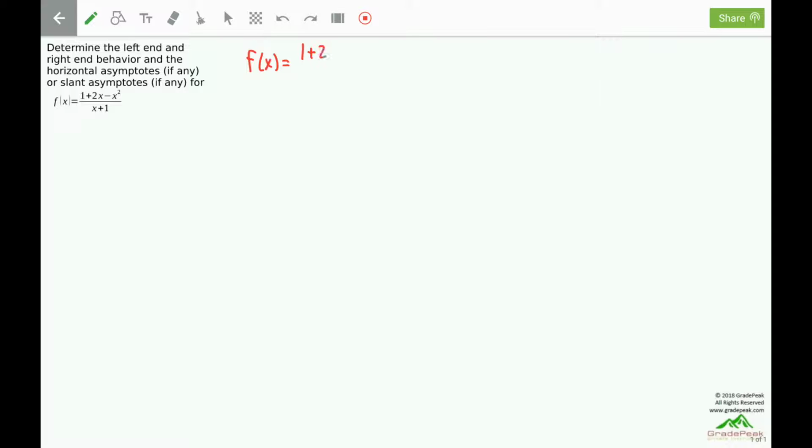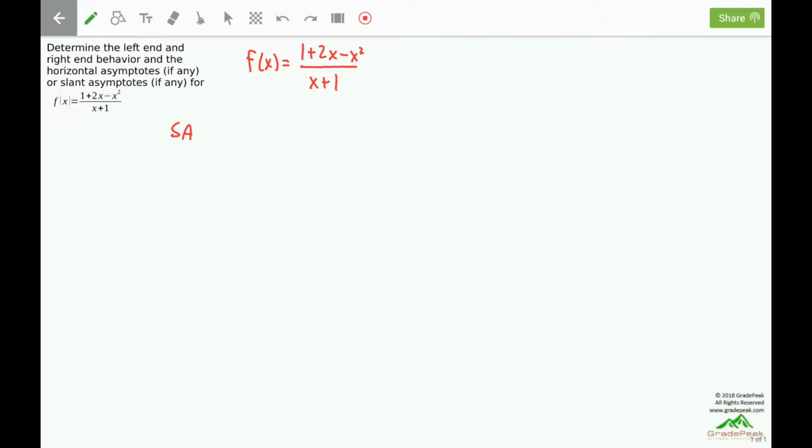F of x equals (1 plus 2x minus x squared) divided by (x plus 1). The highest power in the numerator is x to the 2. The highest power in the denominator is x to the 1. The highest power in the numerator is greater than the highest power in the denominator, so this will have left end and right end behaviors of positive infinity or negative infinity. Since it is exactly one higher, 2 is one higher than 1, this will happen through a slant asymptote. F of x will have a slant asymptote.